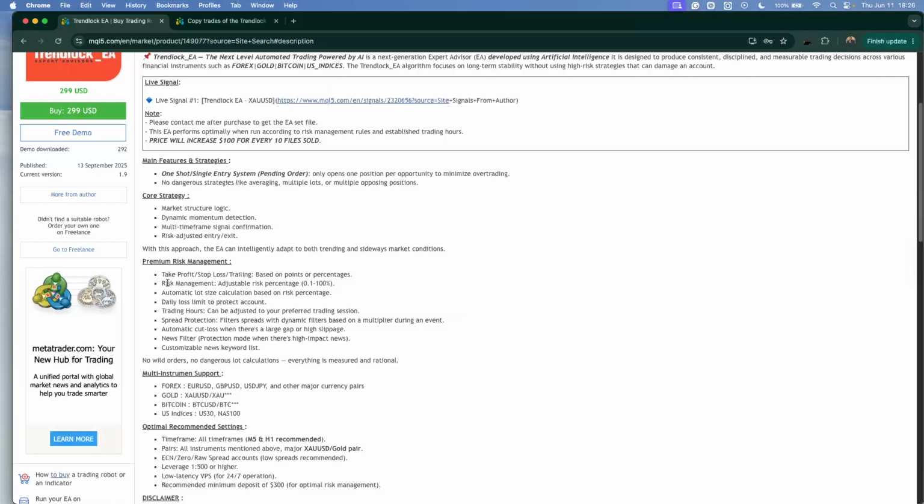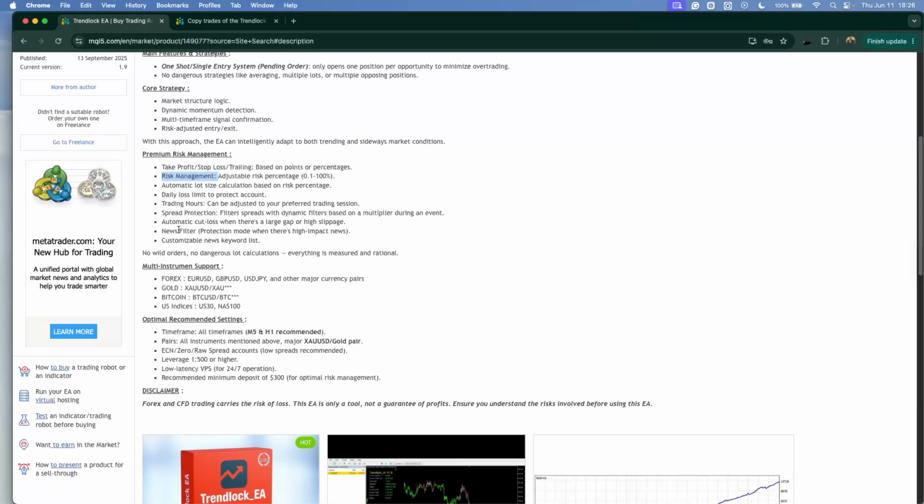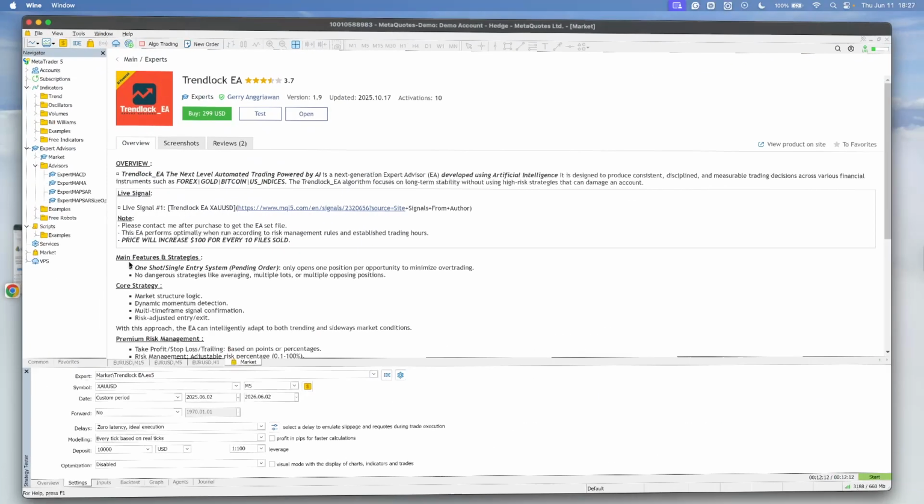And there is also the premium risk management, which includes the take profit and stop loss, and also we have trailing based on points or percentages, and there is also the adjustable risk percent with auto lot sizing. We also have daily loss limits, trading hours filter, we have the spread protection with news multipliers. There is also auto cut loss, and this is for gaps and slippage, and there is a customizable news filter. All of these are in the settings.